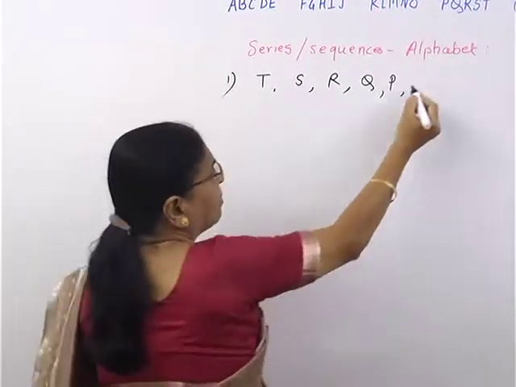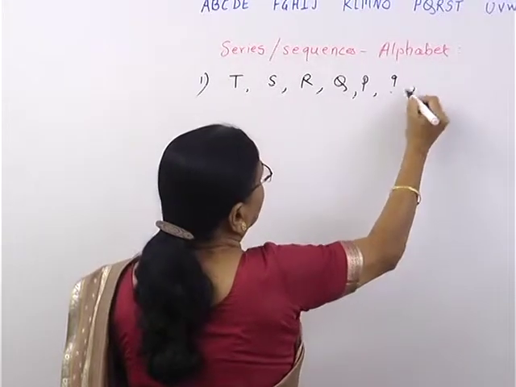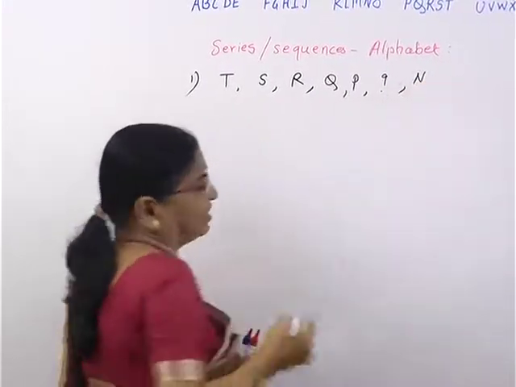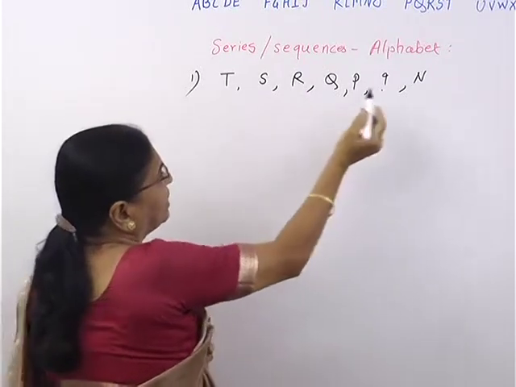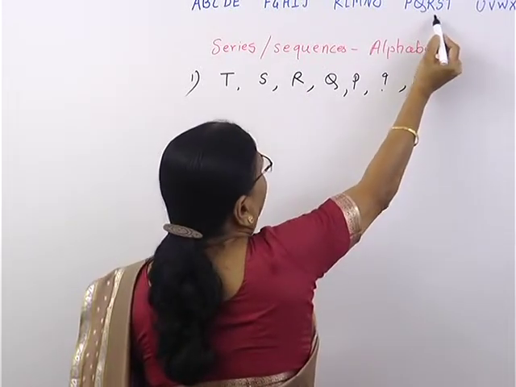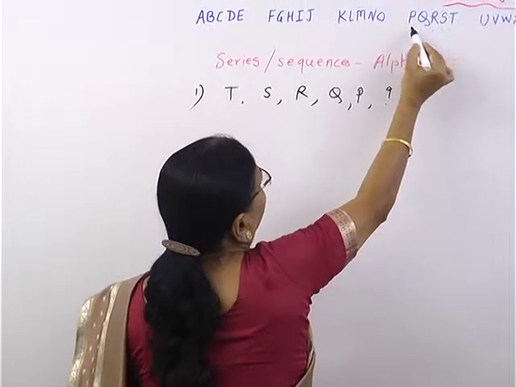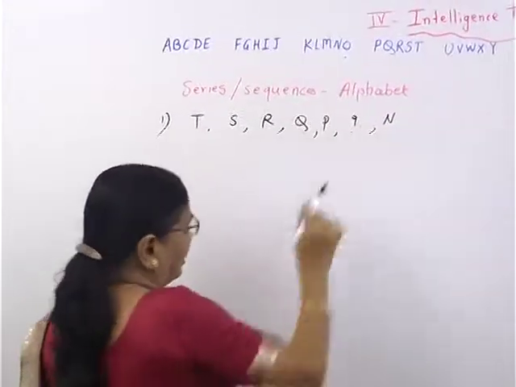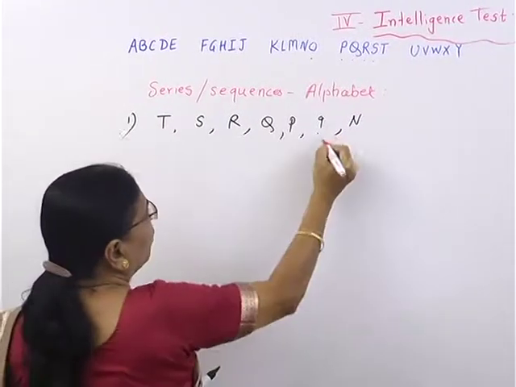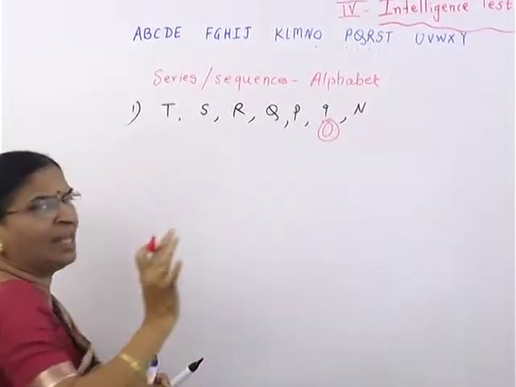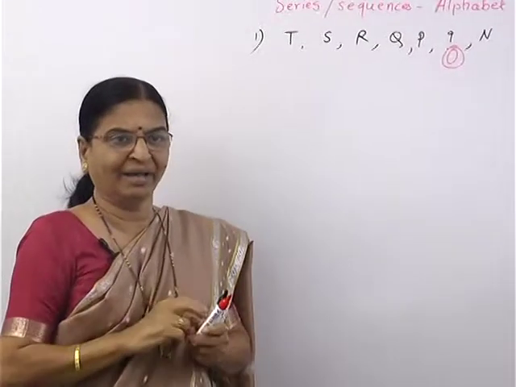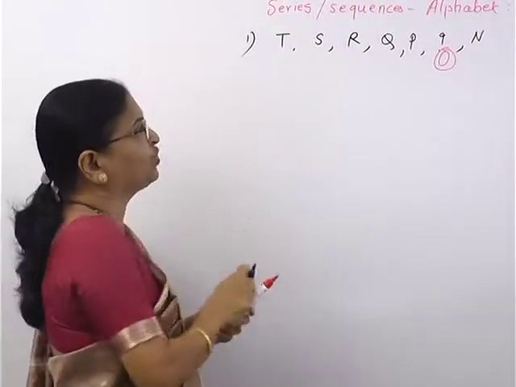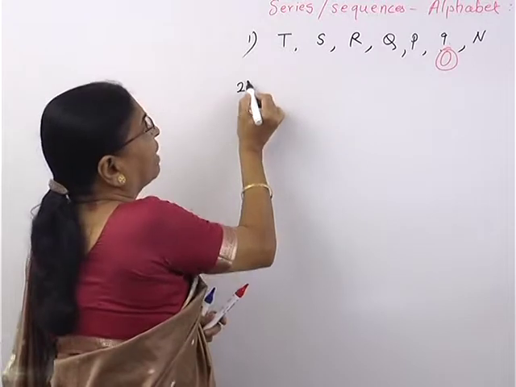Okay? Or suppose they have not given the single term and again the N is given. You can see that these are T, then S, then R, then Q, then P. So here there should be O. They are only going to the left-hand side of the alphabets, and that's all. Okay? So there can be a gap also.